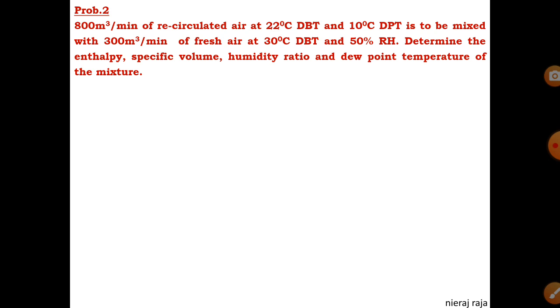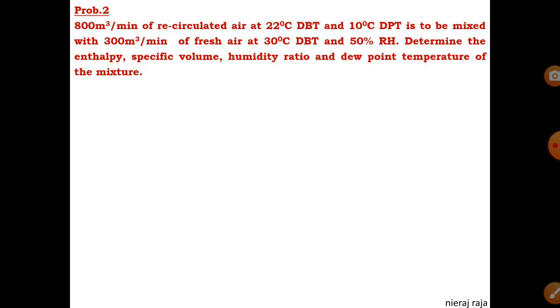Always the primary air which is required for air conditioning is nothing but your fresh air. This is point 1, and point number 2 is your recirculated air, and they will mix together in a mixing chamber before they come in contact with the cooling coil or air conditioning coil. Both the airs and their properties are mentioned. Recirculated air is 22 dBT, 10 dPT and 800 meter cube per minute of volume, whereas the fresh air which you are taking from atmosphere has temperature 30 degrees Celsius and relative humidity 50%, and volume 300 meter cube.